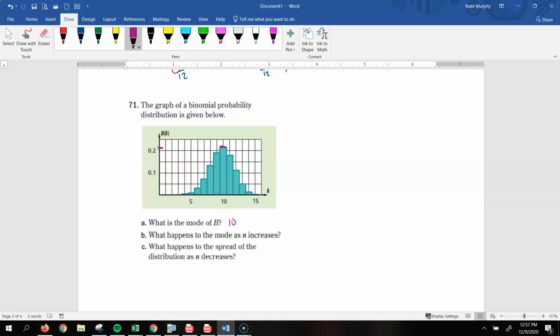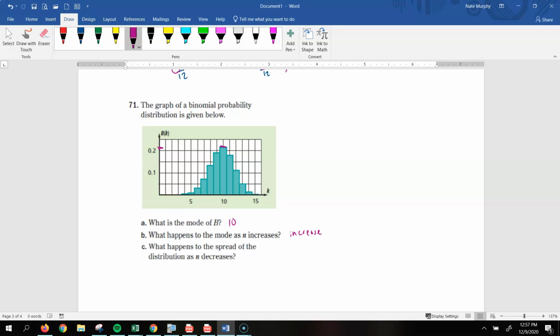What happens to the mode as n increases? So as n increases, the mode is also going to increase. Again, if you want to see how that works, you could set something similar to this up in a table and play around with it and see what happens as n increases. What happens to the mode? Well, the mode also increases.